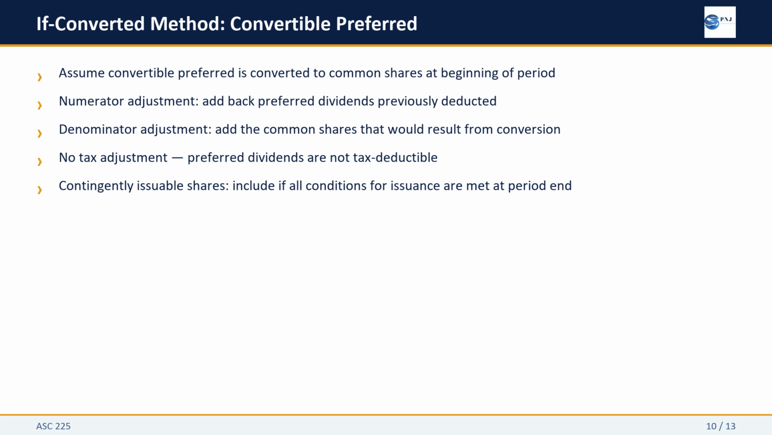The mechanics: assume conversion at the start of the period, add back to the numerator the preferred dividends that were originally deducted in the basic EPS calculation, and add to the denominator the common shares the preferred would convert into. Contingently issuable shares, shares that will be issued when certain conditions are met, are also included in diluted EPS if all conditions are already satisfied at the balance sheet date.